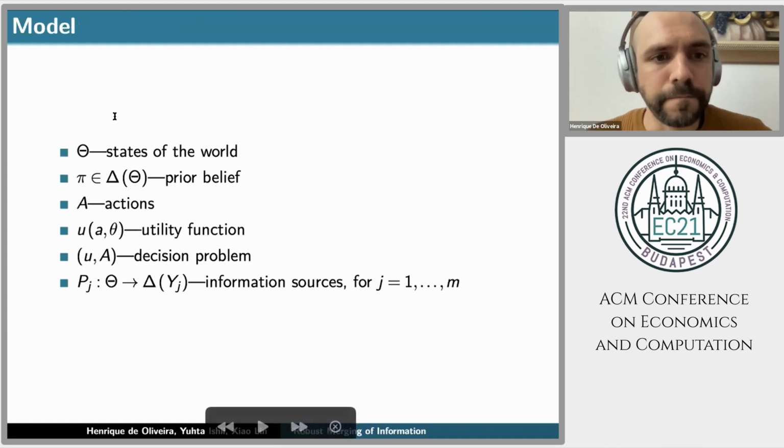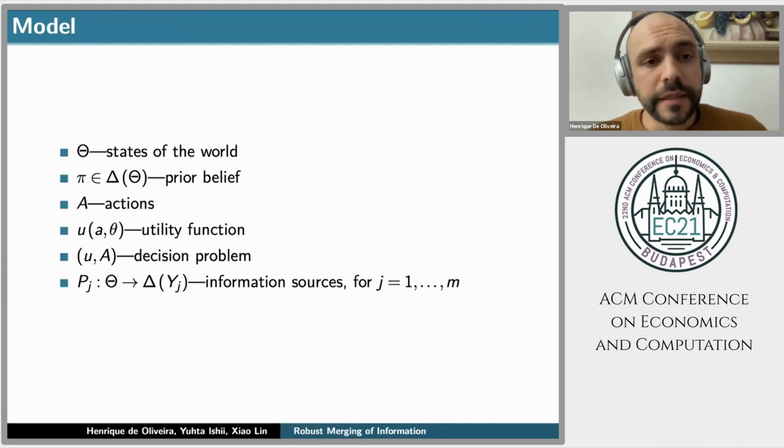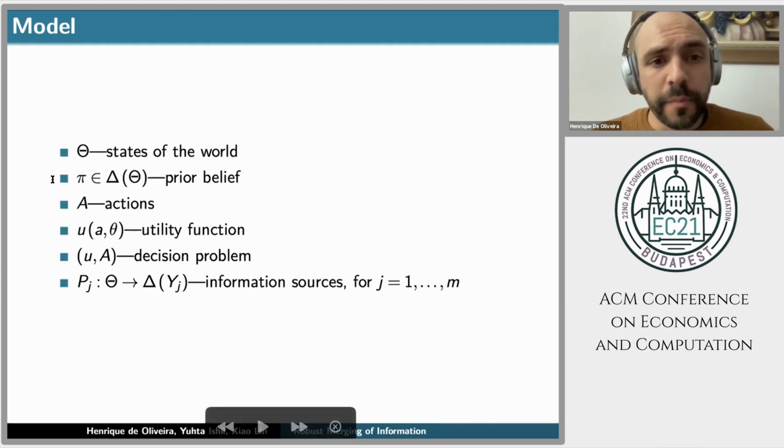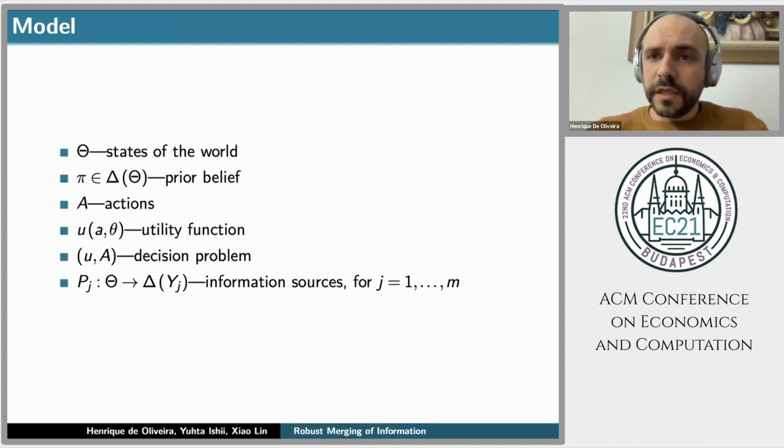We're going to have here a set of states of the world, and we have a prior belief over those states of the world, and a set of actions and a utility function that combines states and actions into payoff.